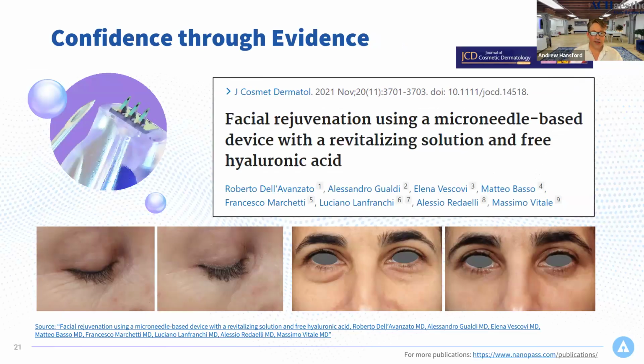It's a study too, again, that you're more than welcome to have a look at, which is a needle-based device from Vitalizing Solutions of free hyaluronic acid. So that will be more on the mesotherapy side of things. But absolutely read this, it's very, very interesting.